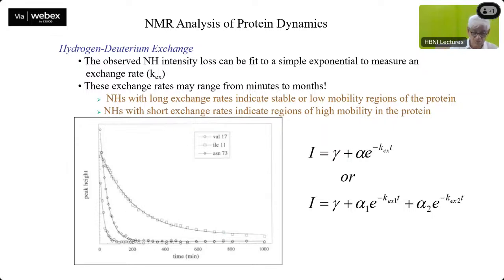You can fit this to an exponential. Sometimes you can fit to a single exponential, but sometimes you need to fit to two exponentials. That means there is more than one mechanism operating. If it has to be fit to a multiple exponential, that means more than one mechanism is operating, and they have different time constants or exchange rates. Then you will have to fit those to this kind of equation. This is a single exponential fit, and this is the two exponential fit you will have to do, and you can figure out the different contributions there.